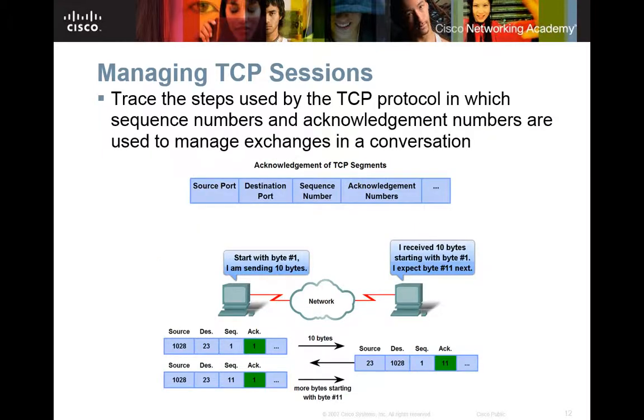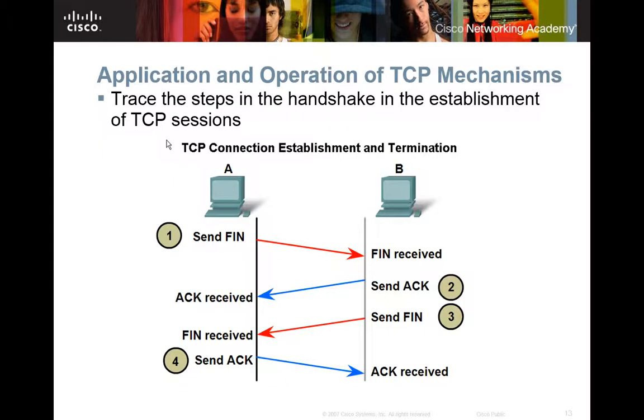All right. Starting with byte, I'm sending 10 bytes. My acknowledgement is 1. I receive 10 bytes. I expect 11 next, and it sends sequence 1 back. All right. To terminate the connection, you're going to send the finish. A is now finished. It sends it to B. B sends the acknowledgement that it received it, and then it sends its finish saying, I'm done. Adios. And it sends 1 back to A.